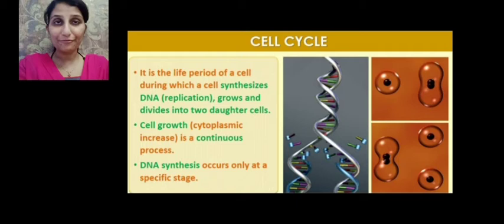It is the period in a cell during which it first synthesizes, or doubles, the amount of DNA. That is called DNA replication: the parental DNA is constructing a replica of itself. Then the cell grows, and after that it divides. So three phases, I repeat: replication of the DNA, the growth of the cell, and the division of the cell into two daughter cells. Cell growth means the increase in the cytoplasm content. It is a process which takes place throughout, whereas the replication of DNA takes place at a specific stage.